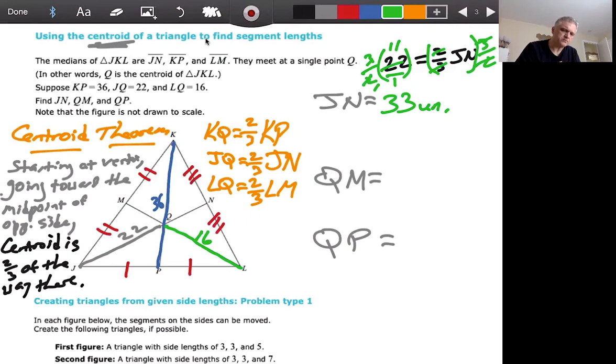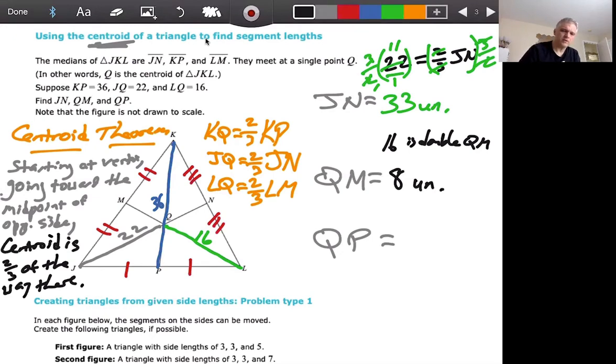Okay, so the next question we're asked is, what is QM? QM is this little guy right here. Well, I know that LQ is 2/3 of that whole median LM. Now, if this is 2/3, I know that this is 1/3. And what do we know about 2/3 versus 1/3? Well, 2/3 is double 1/3. So that means that 16 is double QM, or 16 equals 2 times QM, which means that QM is going to be 8 units. Okay, easy peasy.